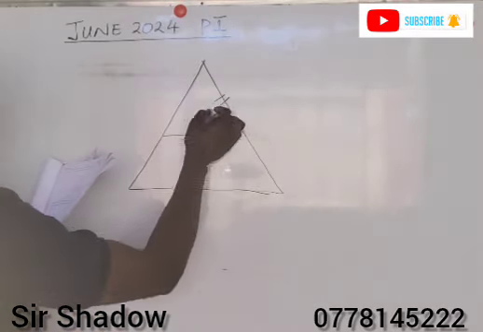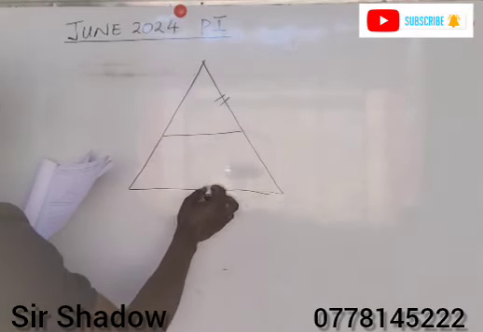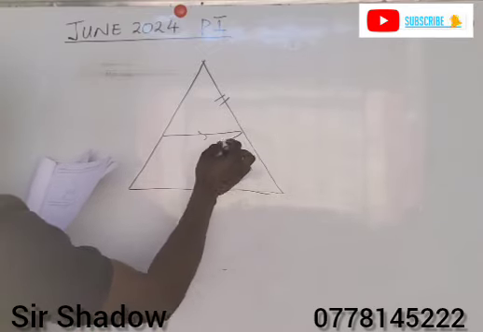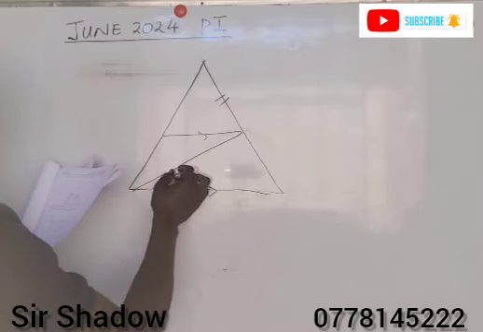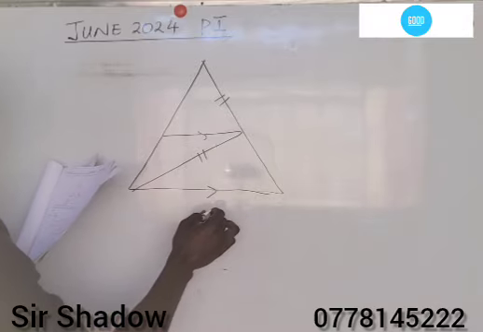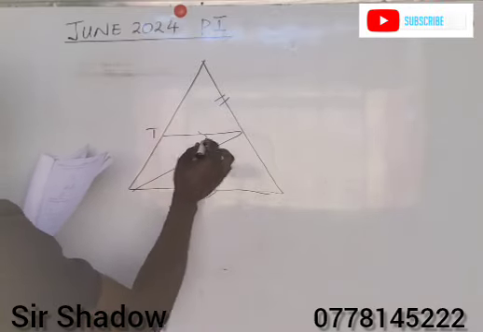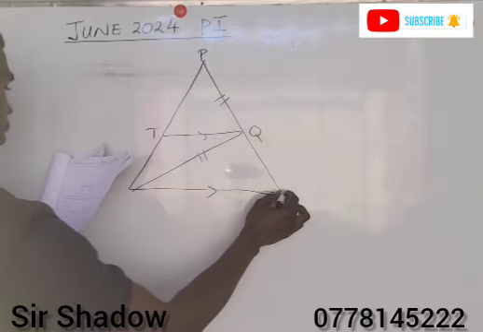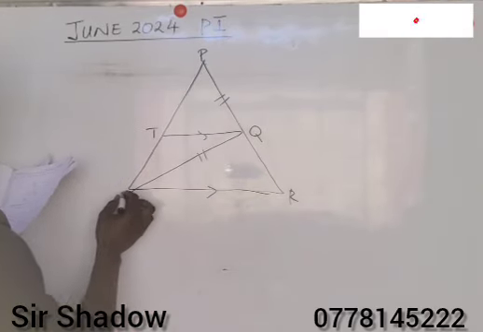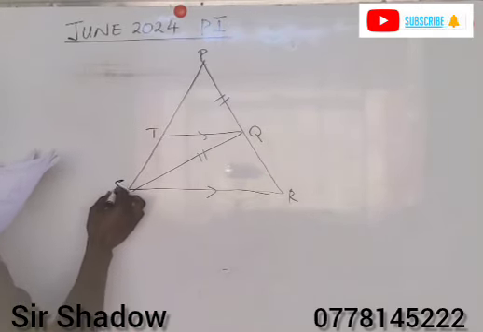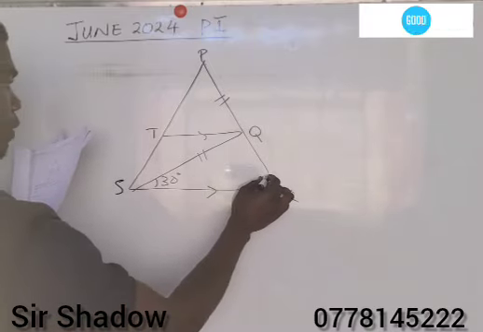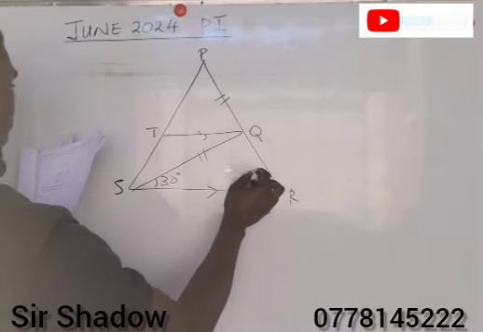These lines are parallel to each other. Then we are given the line which joins this point, and we are told those are equal. This one is point T, this one is point Q, this one is point P, this one is point R, this one is point S. Then we are given this angle is 30 degrees, and this one is 50 degrees.